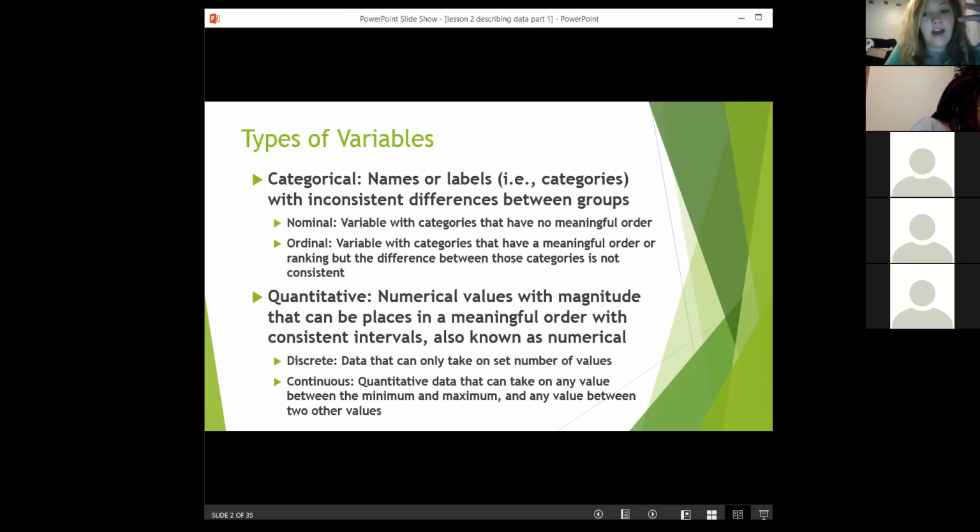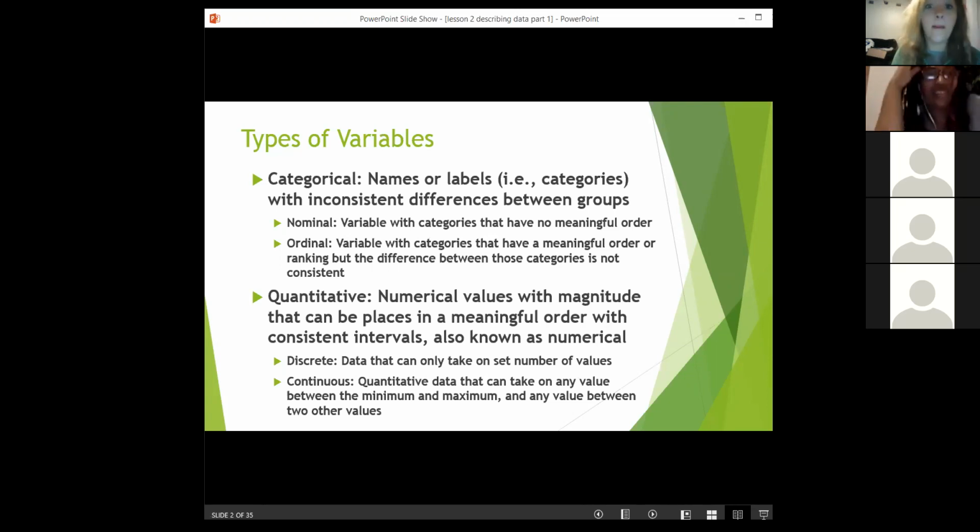Discrete variables can only take on a set number of values. I always think about people, things you can't split up. Lava lamps, I have one right here. It's really cool. I can't cut my lava lamp in half, so that's going to be a discrete variable if I'm counting lava lamps. That's an option if you're counting them.